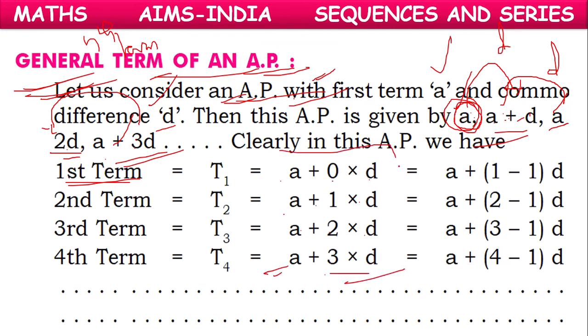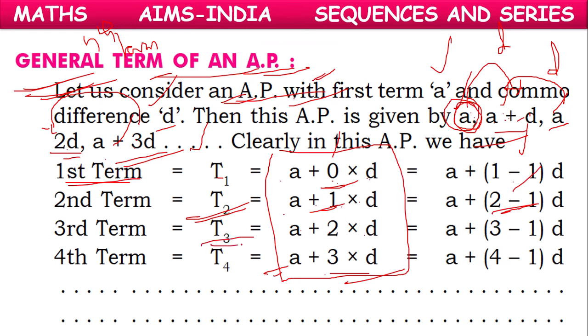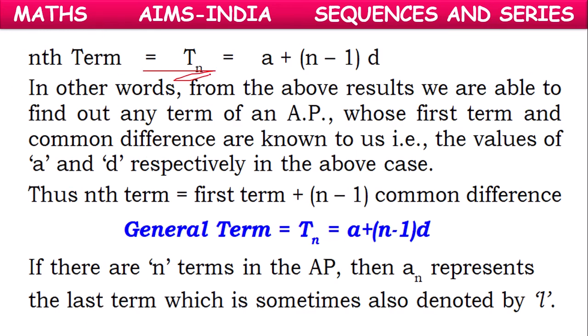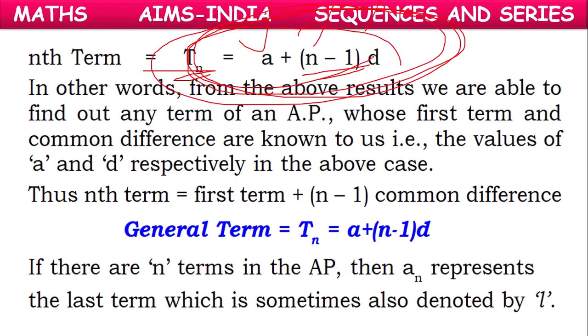If you observe all these terms, when we have T1 here, we have 0. This 0 can be written as 1 minus 1. When we have T2, we have 1 here, which can be written as 2 minus 1. T3, 3 minus 1. T4, 4 minus 1. In the same way, for Tn we can write n minus 1. So A plus n minus 1 into D. So this is the general term of the AP, or nth term of the AP.